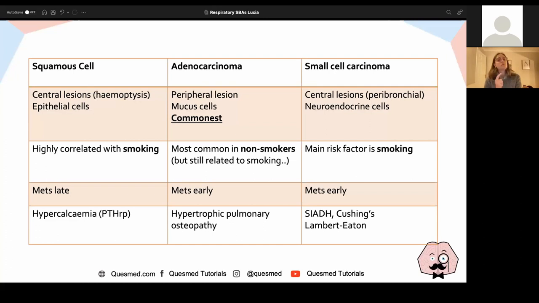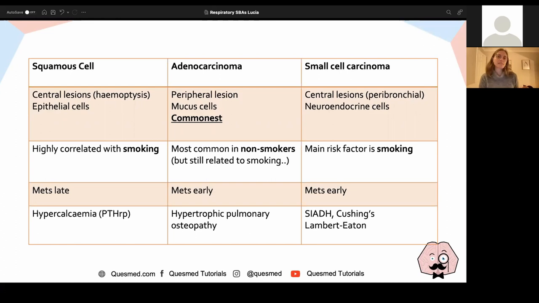Now, if you compare the cell types, squamous cells are epithelial cells, and primarily you will have central lesions. So the reason why these patients are picked up a little bit earlier than patients who have adenocarcinoma or small cell carcinoma is because they might present with hemoptysis, which is very frightening for patients, and they go to the GP or to A&E, and then they get picked up a little bit sooner. And squamous cell carcinoma also tends to metastasize a little bit later, so it carries a slightly better prognosis than adenocarcinoma and small cell carcinoma.